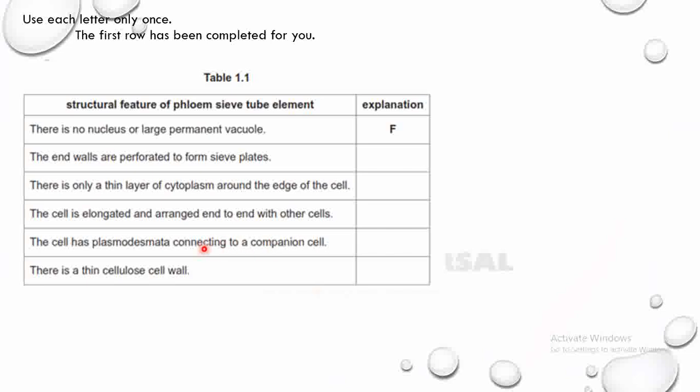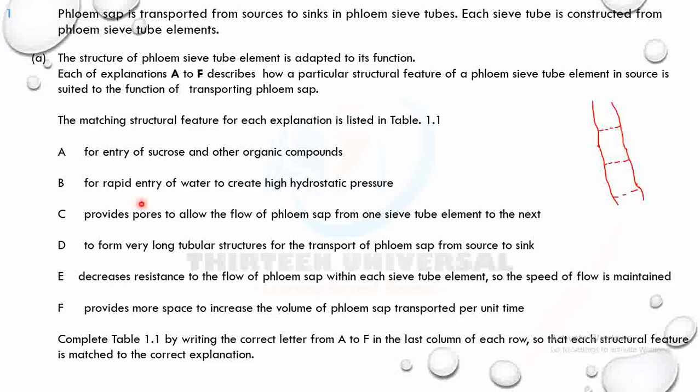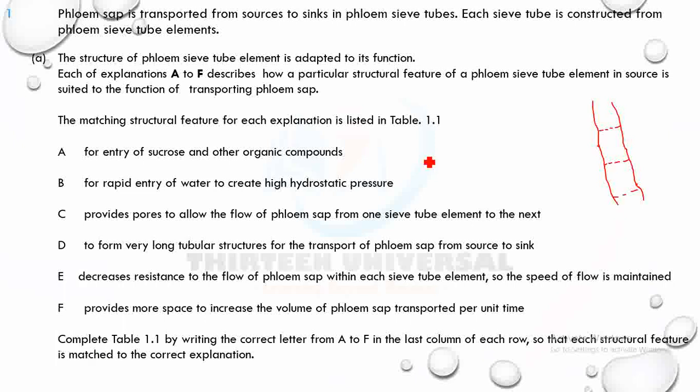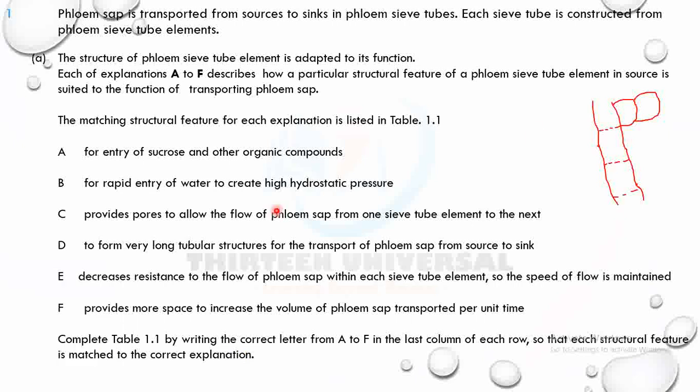So what is the role of plasmodesmata? Remember that, guys, this is very critical. The companion cell is usually associated with the sieve tube element, and then we have the source cell. If you check it out, you see that there are plasmodesmata between the companion cell and the source cell.